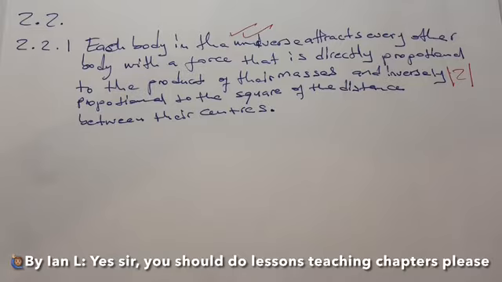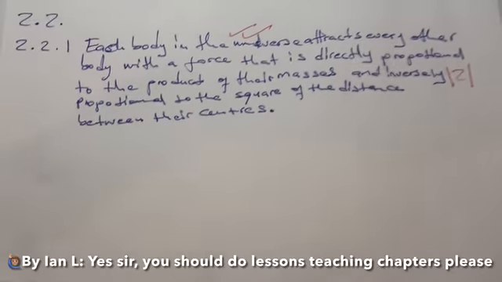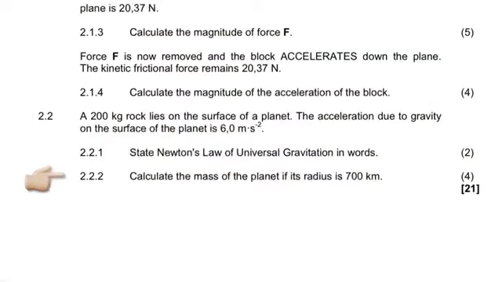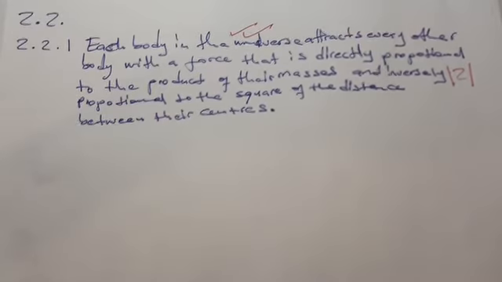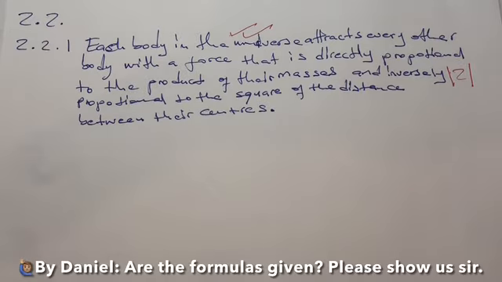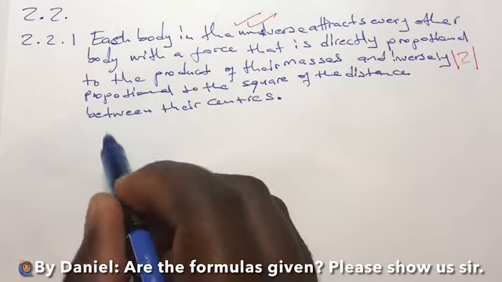Without any waste of time, let's now move to question 2.2.2. As I've read before, the question says calculate the mass of the planet if its radius is 700 kilometers. For this type of question, as I've indicated, it's one of the easiest questions. You've got 2 formulas that you can use for this type of question. I'll just write down the first formula.